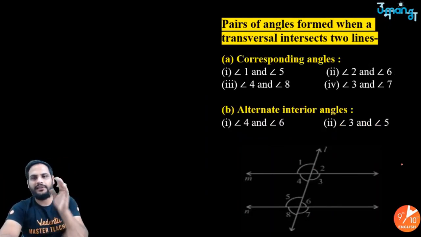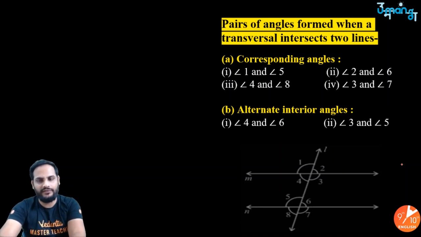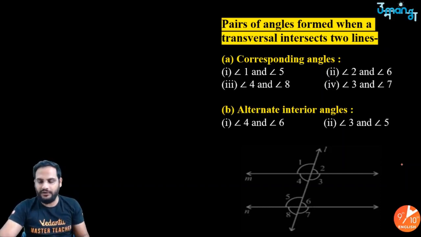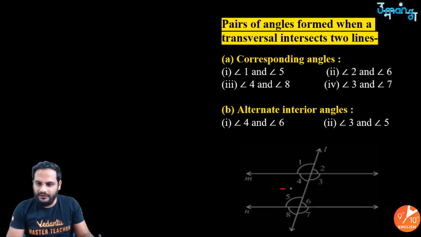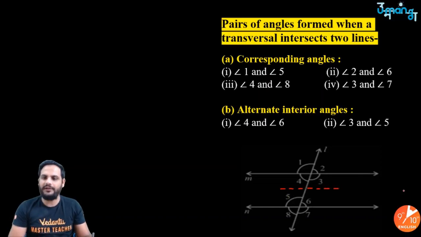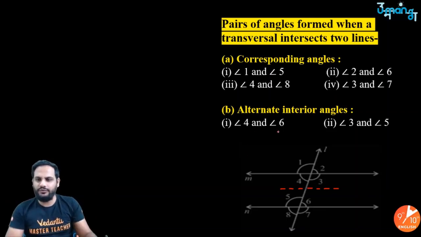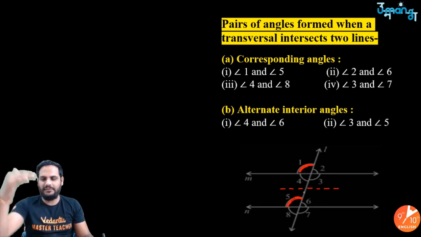Right? Now let us understand what is the meaning of corresponding angles and what is the meaning of alternate interior angle. First let us identify the pair, and then we will see what is the relationship between them. So first, if I identify the corresponding angle, there is a very basic funda. If I cut this from here in the middle and keep them on top of each other, then you will see that angle 1 and angle 5 are at the same positions, right?